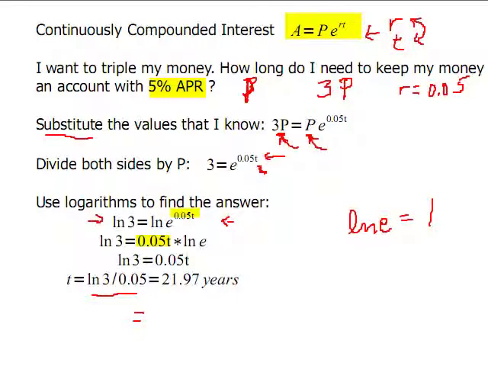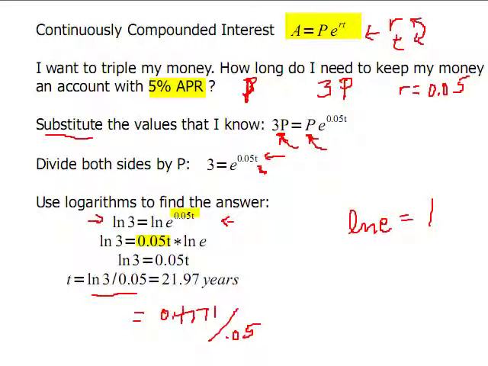On the calculator I can work that out. 1.0986 divided by 0.05, and I would find that I would have to keep the money in the bank for 21.97 years, about 22 years, in order to triple my money at 5% interest.